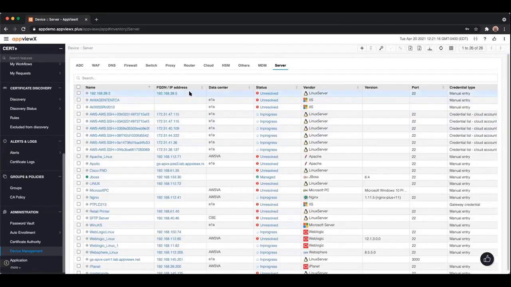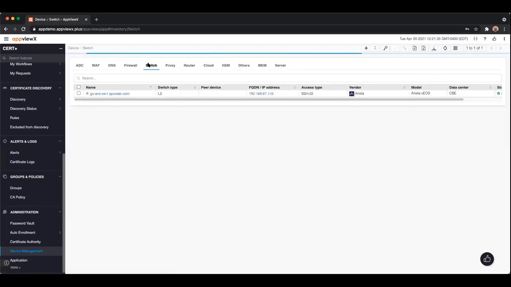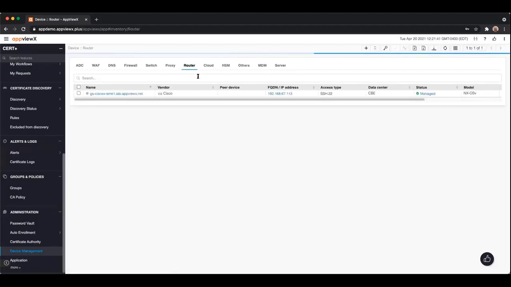I can go through all of these, but it would take me forever. We do have integration points with your Infoblox and BIND DNS. When we talk about firewalls, Palo Alto, Checkpoint, F5, Cisco ASAs, whatever you happen to be using. Talking about switches, Arista and Cisco, Juniper switches, routers, Juniper and Cisco primarily.